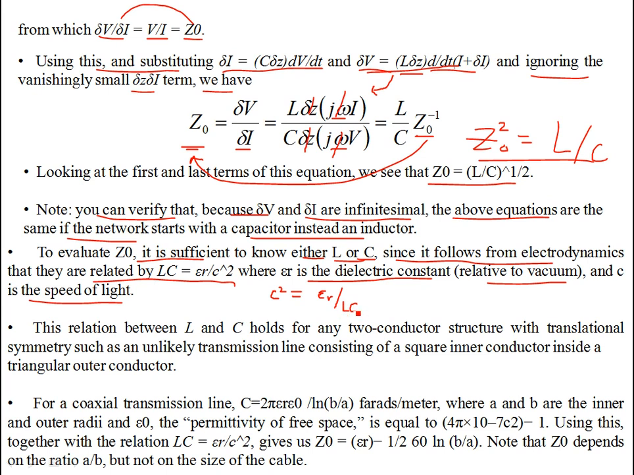So it depends on what L and C are. This is always going to give you the speed of light, if you're considering this to be vacuum. But if it's not vacuum, if it is filled with a certain dielectric medium like silica or whatever it is, then the speed of light is going to be lower. It's going to be different. So the relationship between L and C holds for any two-conductor structure with a translational symmetry, such as an unlikely transmission line consisting of a square inner conductor inside a triangular outer conductor.